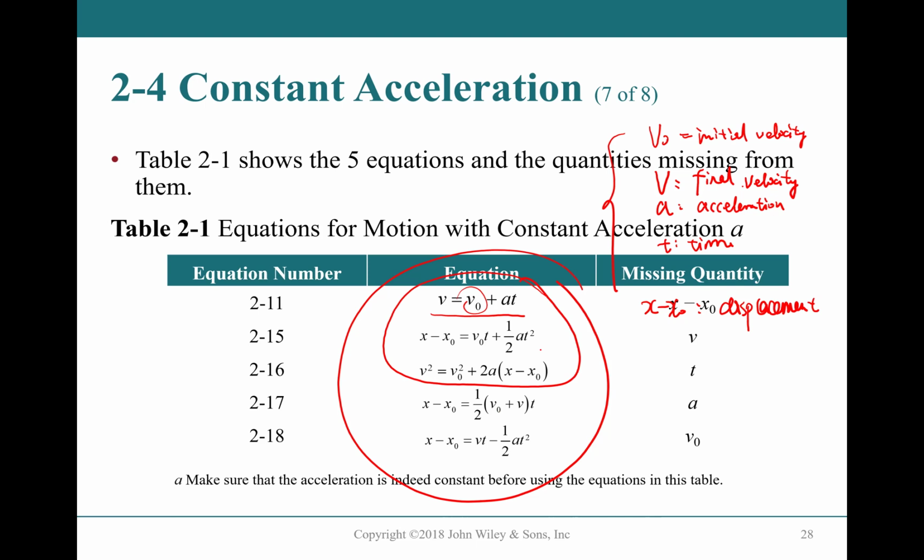So if you know initial velocity, acceleration, and time, how to calculate final velocity, and if you do not have your final velocity, how to calculate one of the variables, time, velocity, or acceleration, and if you don't have time, how to do the calculation, if you don't have acceleration, how to do the calculation, if you don't have initial velocity, how to do the calculation, okay?